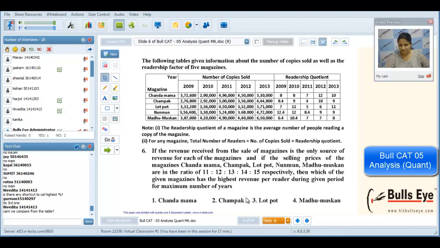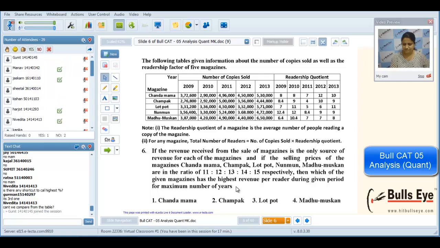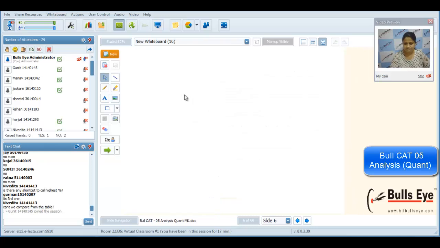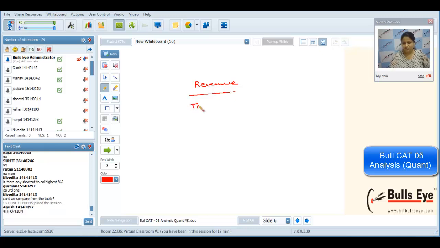See, what was the thing? If I talk about question number 6, Nivedita, see, in question number 6, we will do one thing. It is asking highest revenue per reader during given period for maximum number of years. Highest revenue per reader. What do you mean by highest revenue per reader? Revenue per reader means what? This is revenue divided by total number of readers.